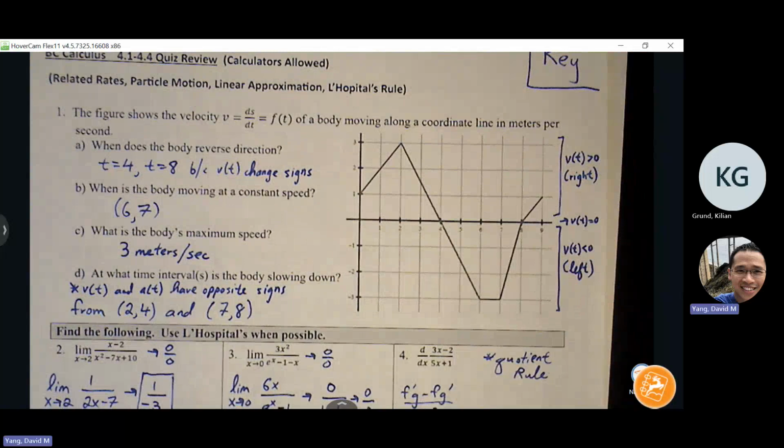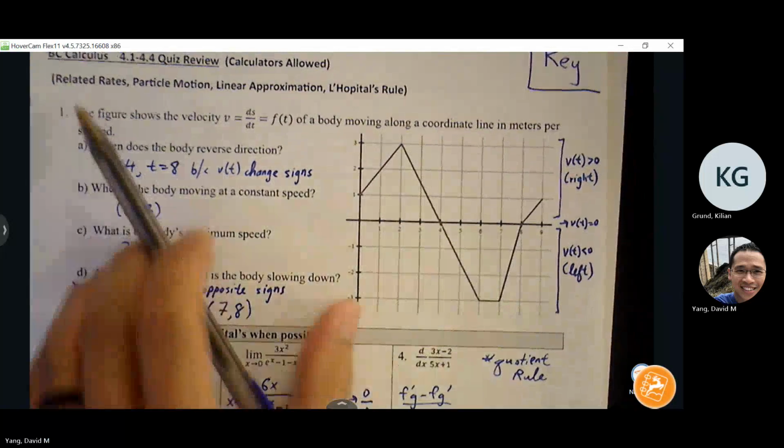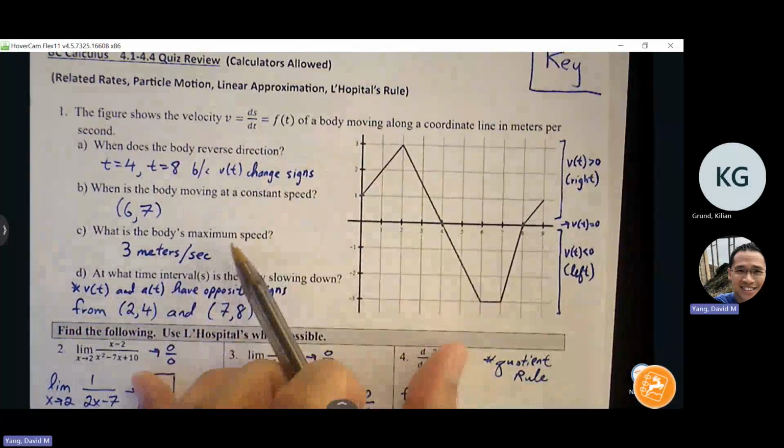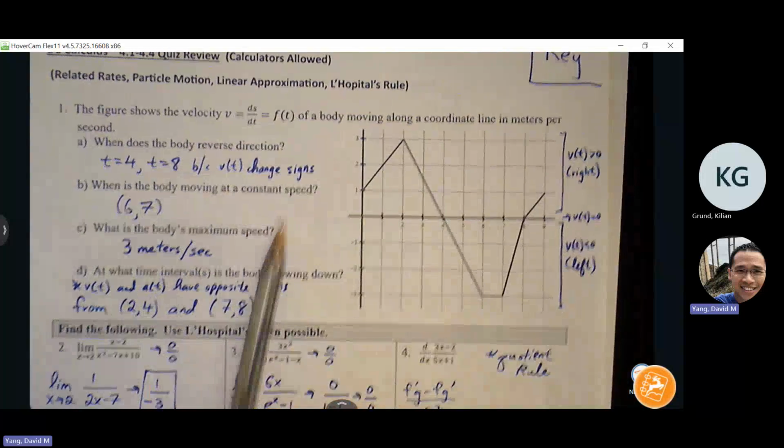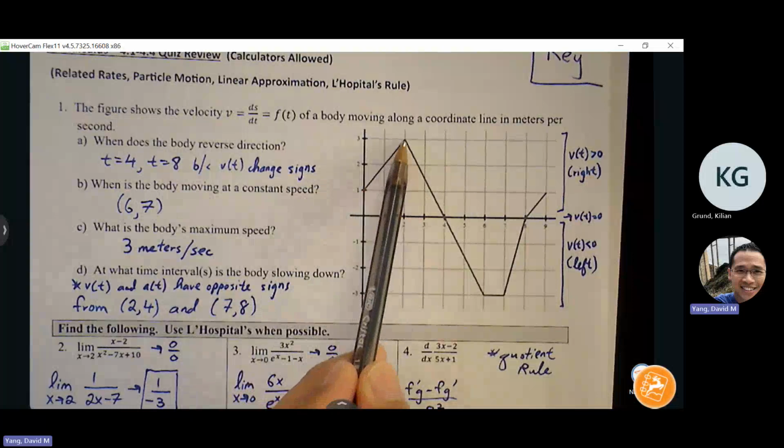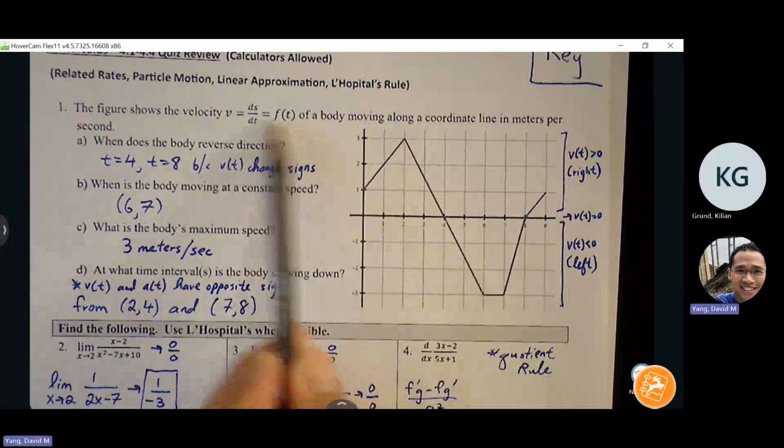Okay, so number one, it's asking for the maximum speed. So speed, let's think about velocity first, right? The highest velocity that we see is 3, because this is the velocity graph.